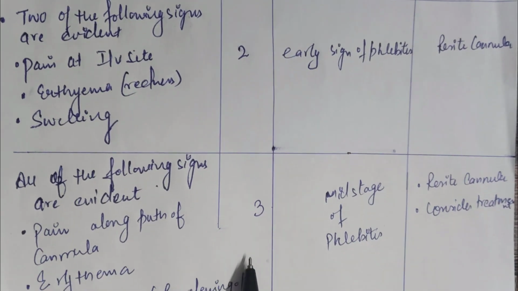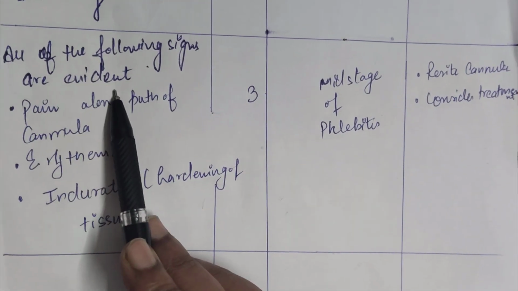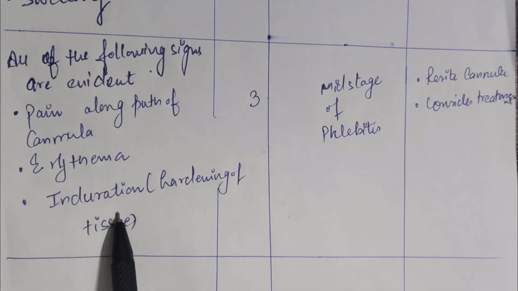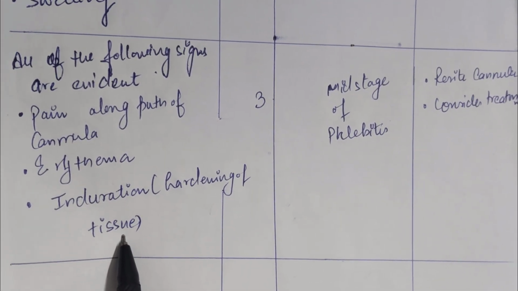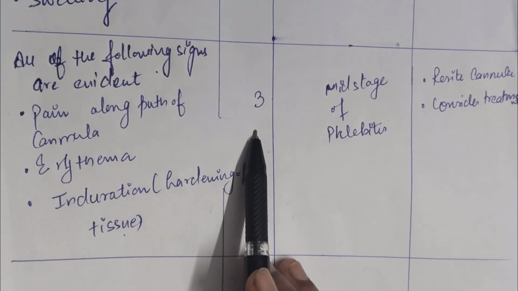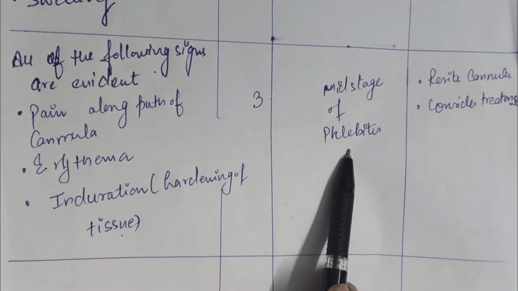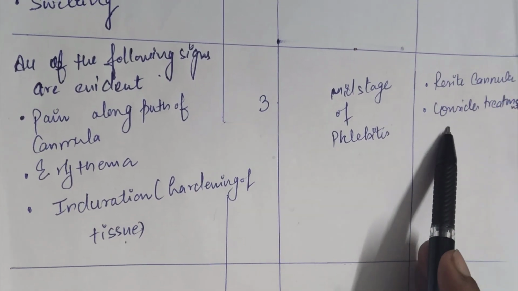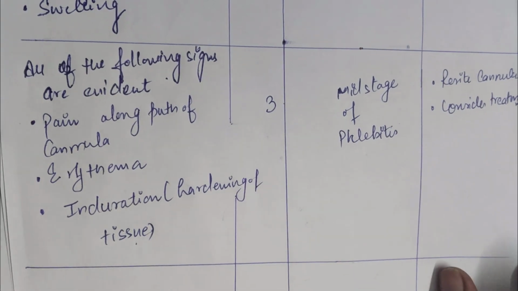Next is grade 3. In this, all of the following signs are evident: pain, erythema, and induration, that is hardening of the tissue, can also appear in this case. So we can give grade 3 to this, and this is the mid stage of phlebitis. In this case we can resite the cannula and also consider some treatment. Okay, so this is grade 3.